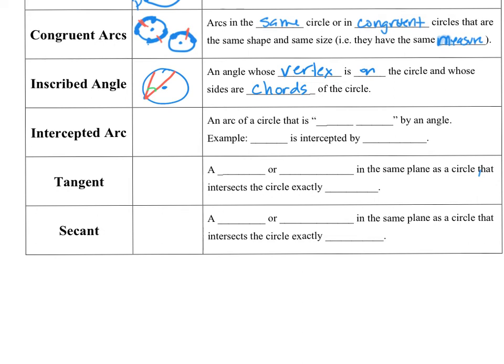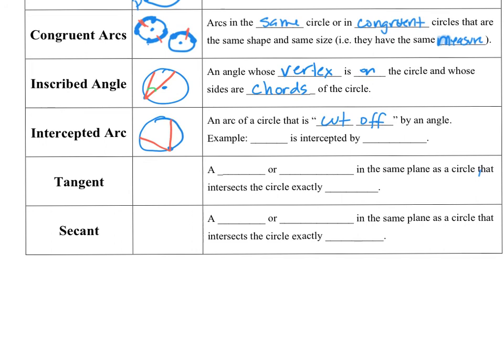The next term we're going to talk about is an intercepted arc, okay? So an intercepted arc is an arc of a circle that is, for lack of a better phrase, cut off by an angle. So let's draw a diagram so I can give you an example. So I'm going to draw an inscribed angle. Now this could be an inscribed angle or it could be a central angle. Either way, we could have an intercepted arc, okay? So here's an inscribed angle, okay? So this angle is cutting off, or it's chopping off a portion of the circumference.